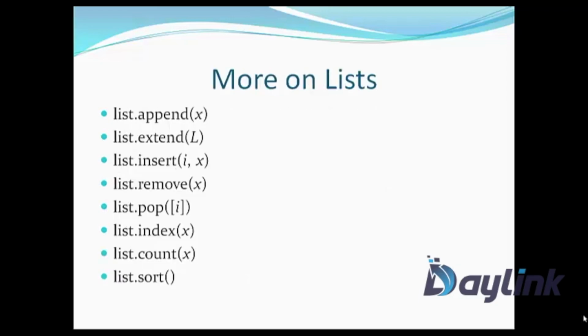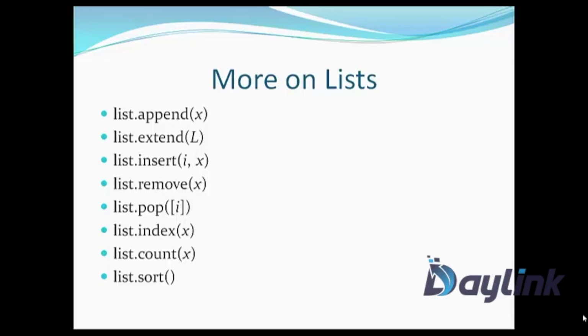Now we see more knowledge about the list. There are many functions of the list. list.append adds an item to the end of the list. Second one, list.extend, extends the list by appending all the items. Insert inserts an item at a given position. The first argument is the index of the element before which to insert. The next one is list.remove, which removes the first item from the list whose value is X.